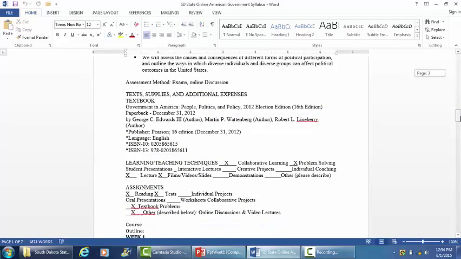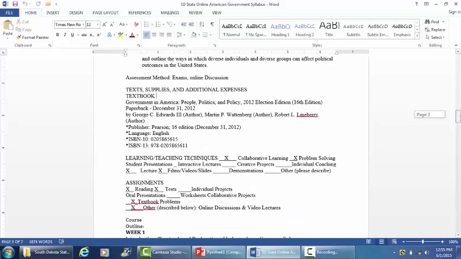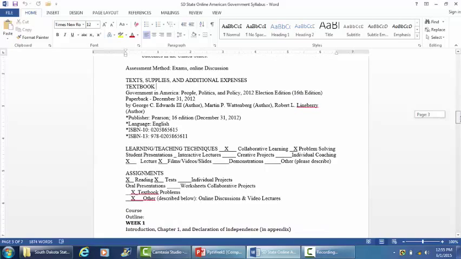Alright, so the book in this class is Government in America, People's Politics and Policy, the 2012 election edition, Edwards, Wattenberg, and Limeberry. So you should have that book. If you don't, you will need it, because that's where we will be getting our assignments from, and that will track with the different exercises that we end up doing.